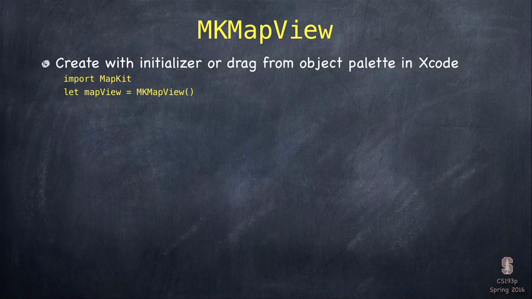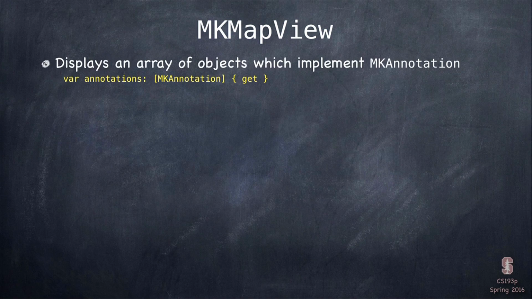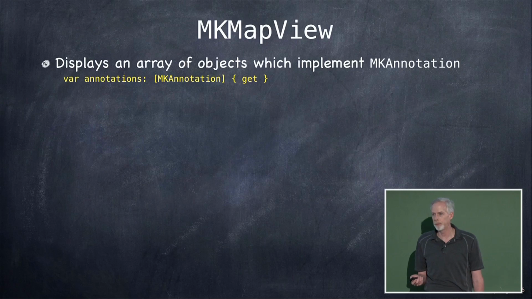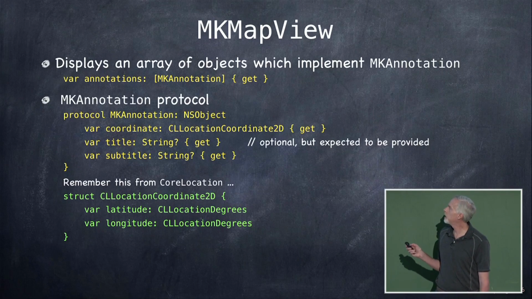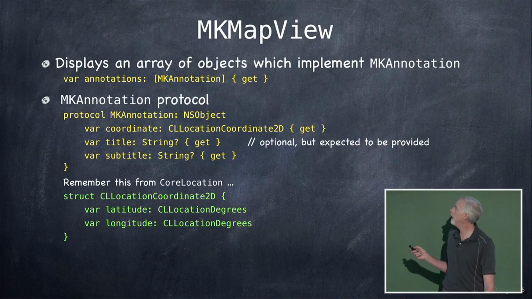So how do you create a map view? Really easy. MKMapView, or MKMapView with a frame initializer, or you can drag it out in your storyboard, which is what we'll do in the demo. How does a map view basically work? It's got an array, var annotations, which is an array of MKAnnotation. MKAnnotation is not a class, it's a protocol. So anything could be an annotation on a map as long as it implements this protocol. What is that protocol? It has coordinate, title, and subtitle. If you implement those three vars, boom, you can be thrown onto a map. You will be an MKAnnotation.